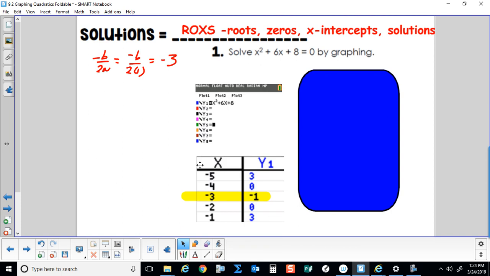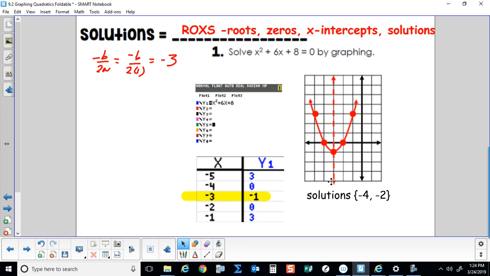So we put that in our calculator. We go to our table. Negative 3, negative 1 is our vertex. 2 points to the left, 2 points to the right. And now once you have it graphed, you can determine the solutions by looking at the x-intercepts. Here's a solution at negative 4, and here's a solution at negative 2.